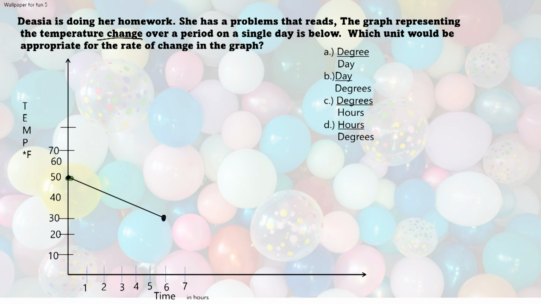So as I go down for my rate of change, I rise over run. So what is my rise measurements? Temperature over my run, which is my time. So what is my temperature measured in? It is measured in degrees, and what is my time measurement in? Hours. So my answer would be C. Good job looking at all that information.